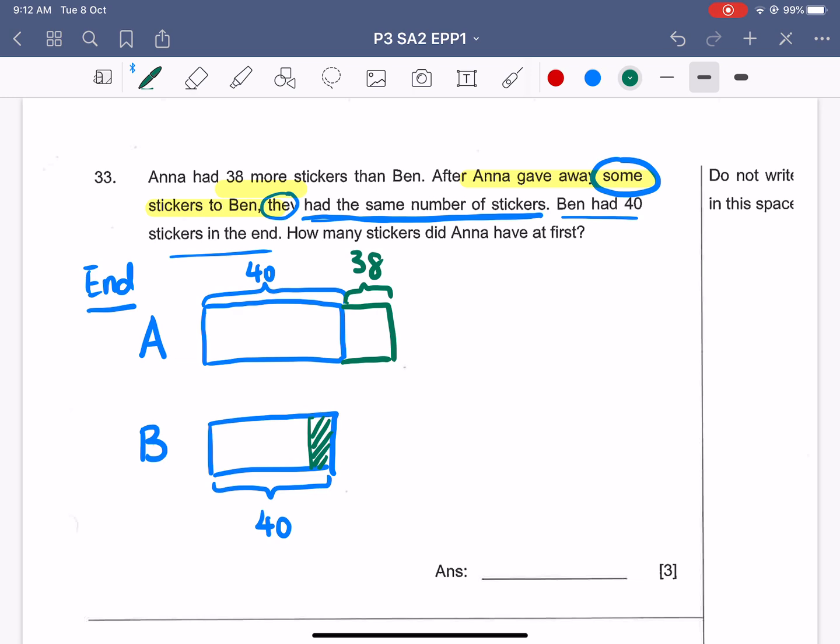Easy, isn't it? Because if you look at the model, you already know that Anna at the beginning had 40 as well as 38 before it was given away.